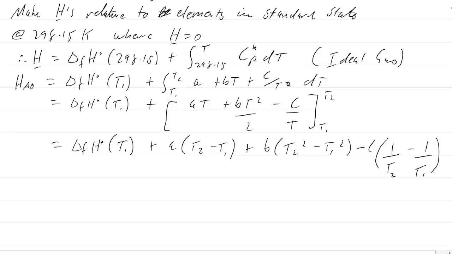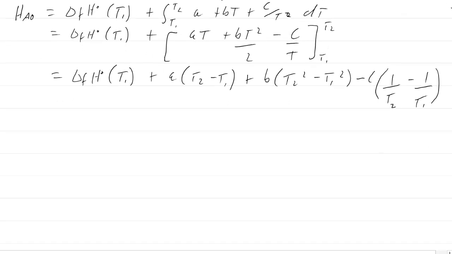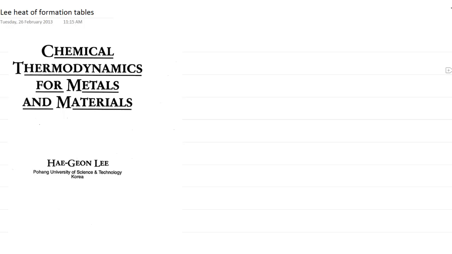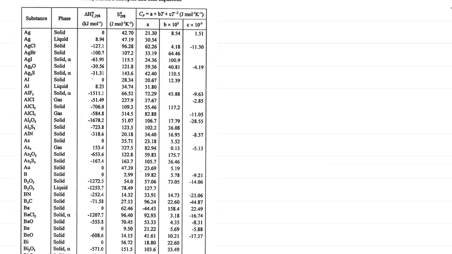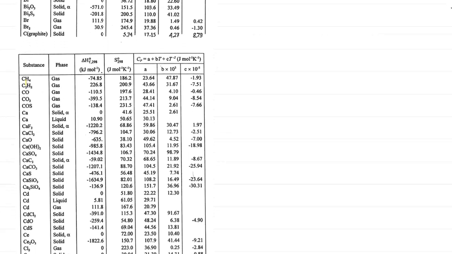So to get this data, I'm using the heats of formation and the data tables from Lee. These are similar to ones that you have access to in the problem sets, and I'm just looking for the components that I'm interested in here. The first component we're going to come across is methane. Okay, so methane gas here.